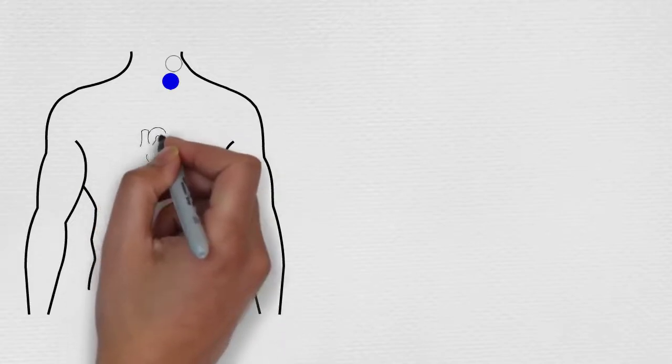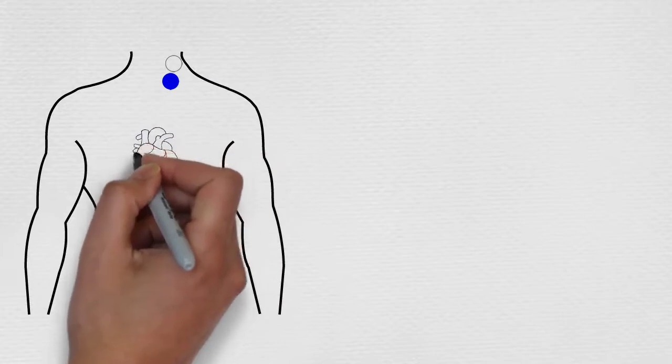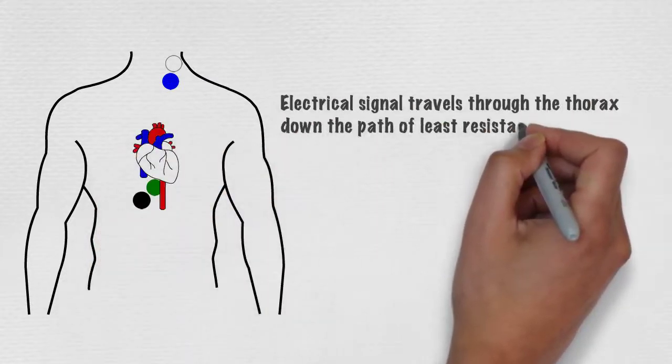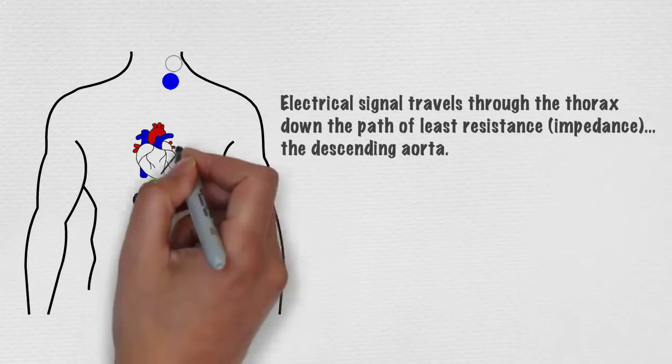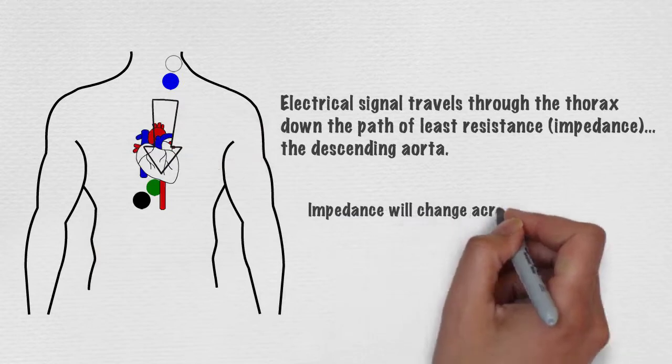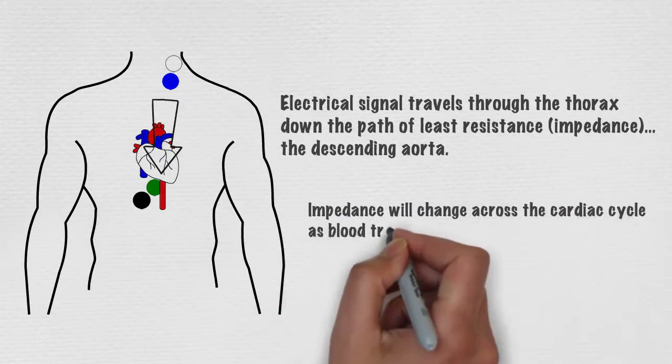The electrical signal will travel from the white and blue emitting electrodes through the thorax down the path of least resistance or impedance, which is the descending aorta, to the green and black receiving electrodes. And the impedance to the signal will change across the cardiac cycle as blood travels down the aorta.